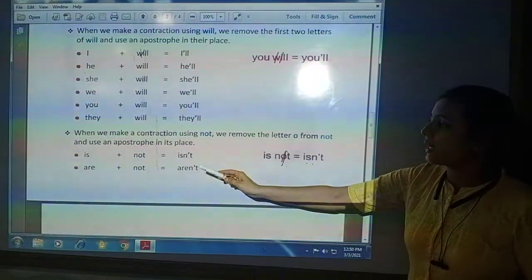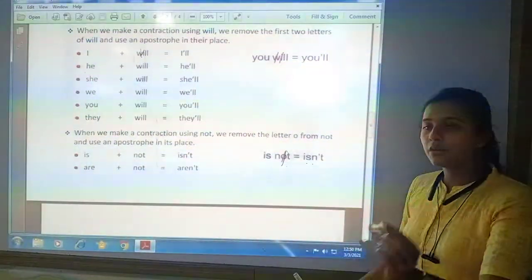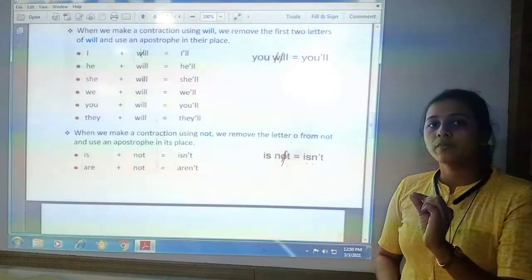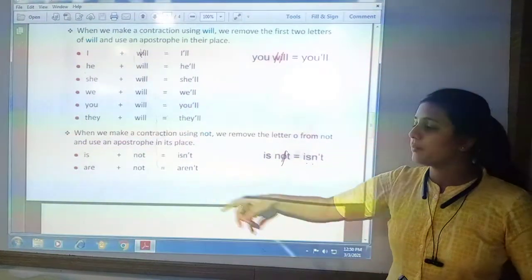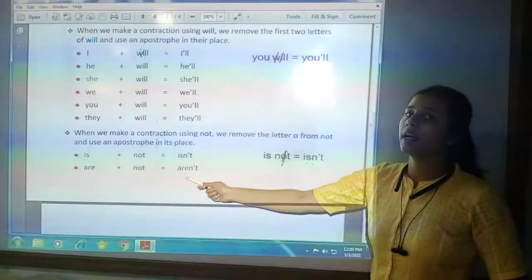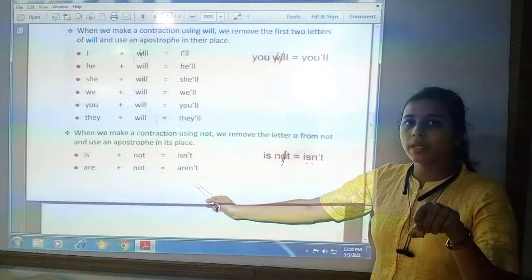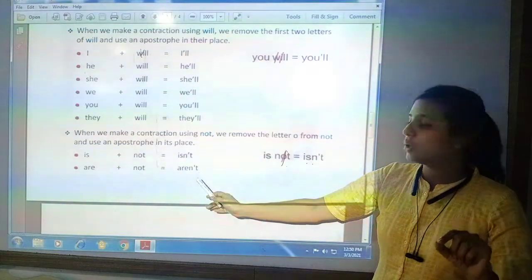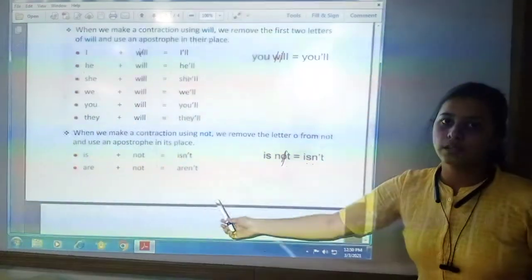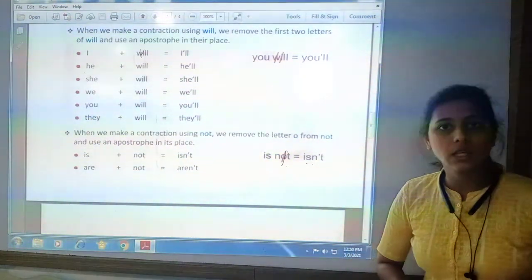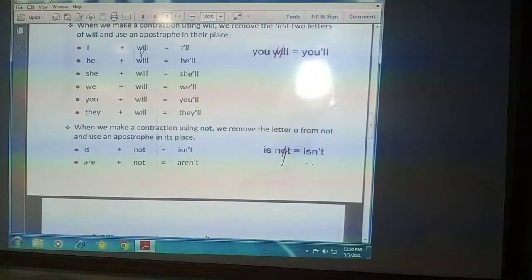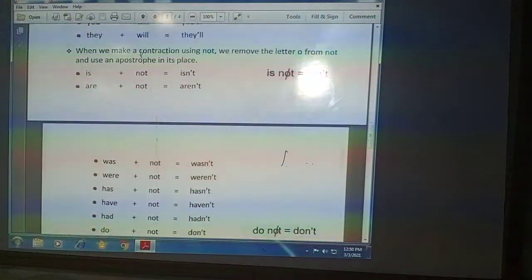Next is are plus not. In that, are will be as it is, and in not we will remove O. So when we remove O, we will put an apostrophe at that place, and it will become are. In not, N will be there, then at the place of O, an apostrophe will be kept, and then T. It will become aren't, isn't, aren't, haven't, hadn't. Let us see some more.